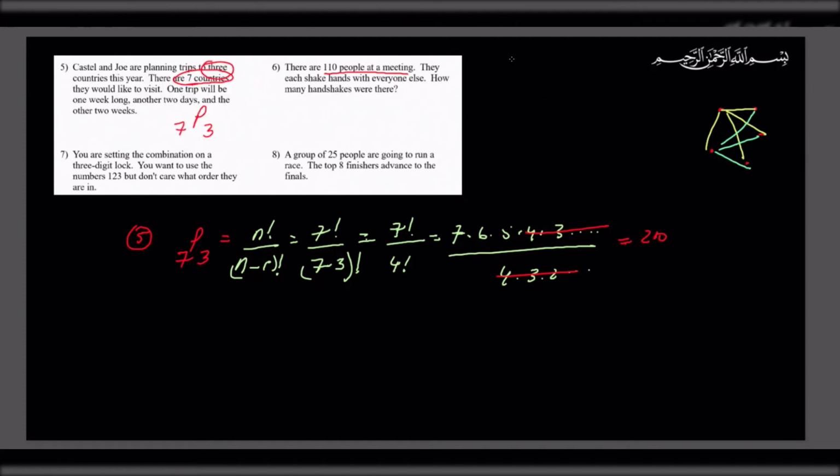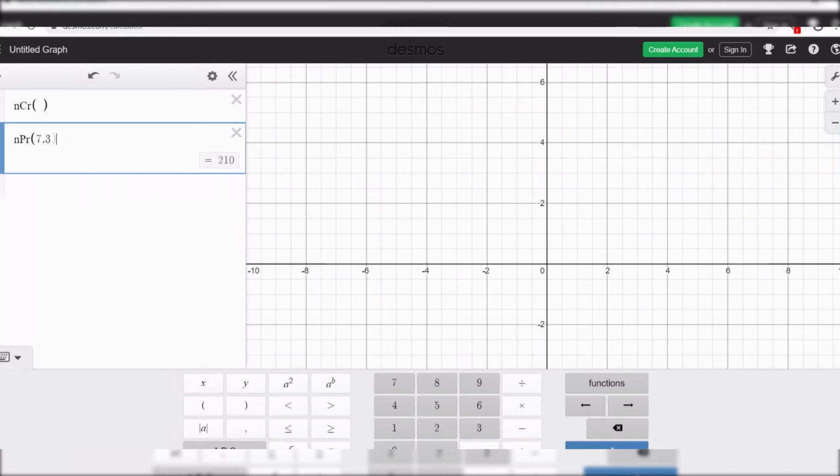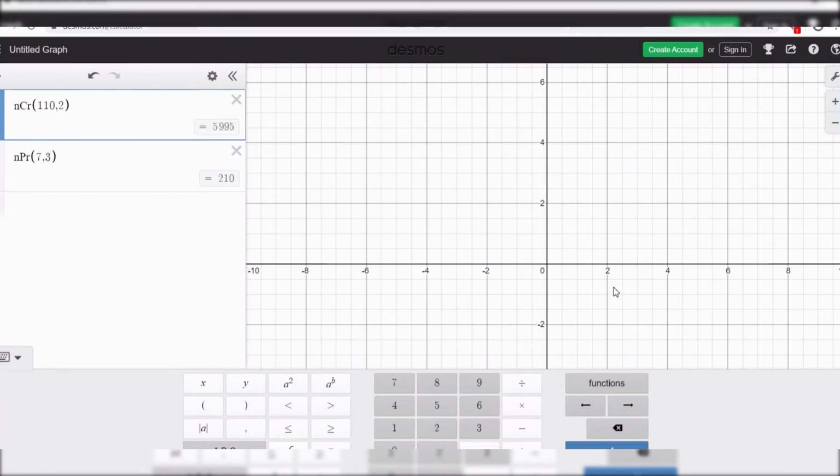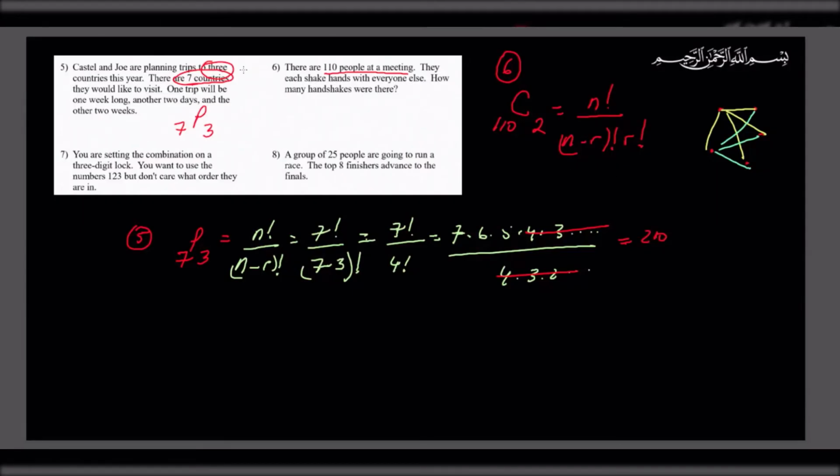So question number 6 is you have 110 people and you're choosing 2 at a time. So combination of 110, pick 2, and the formula for combination is n factorial over n minus r factorial times r factorial. Now I'm going to do this here on my handy dandy calculator, and this is 110, and you're picking 2. That ends up being 5,995. So that's 5,995 different unique handshakes.